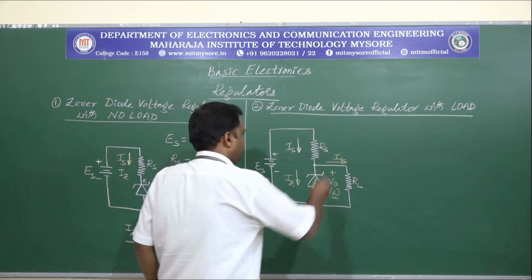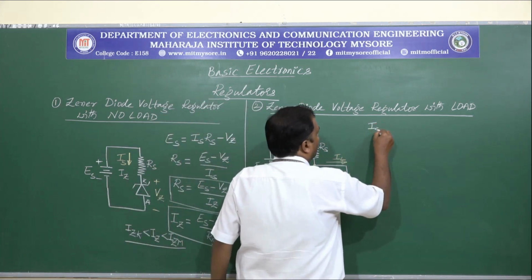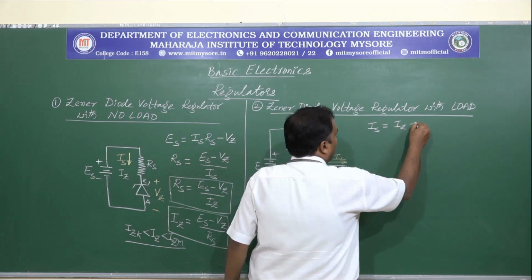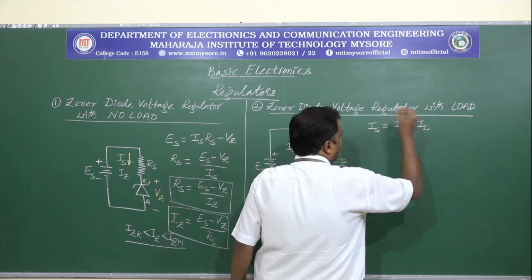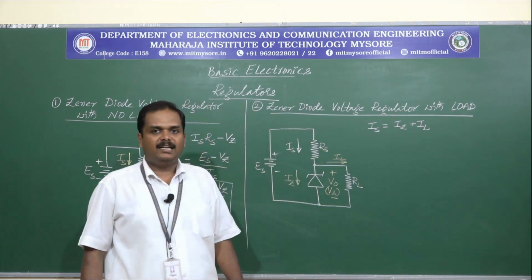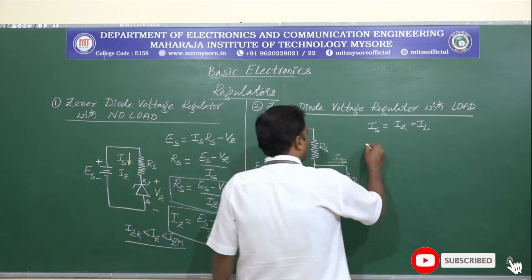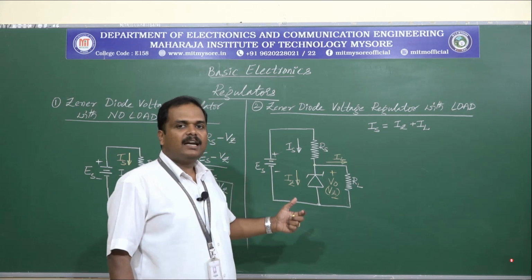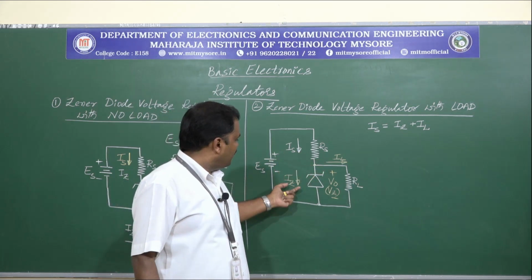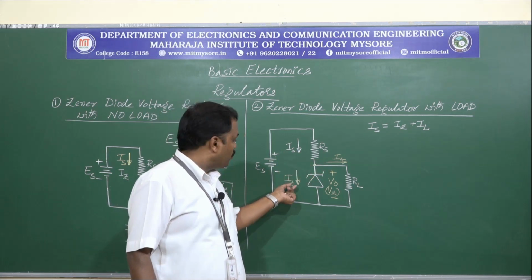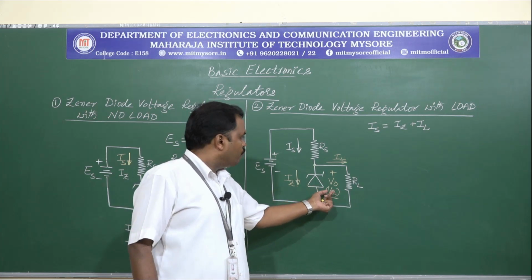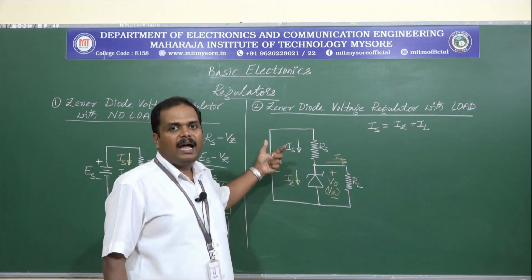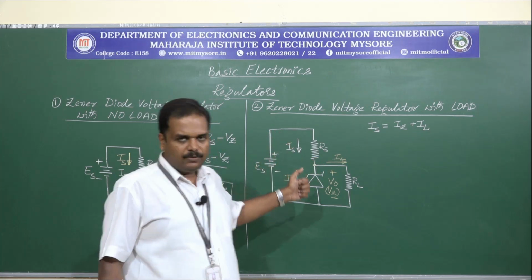So now IS can be written as IZ plus IL, right? And VZ just like this. So by applying KVL, we can write the expression if I want to determine what is IZ, or if I want to determine VZ, or if I want to determine IL. So we can apply KVL and find out the values.